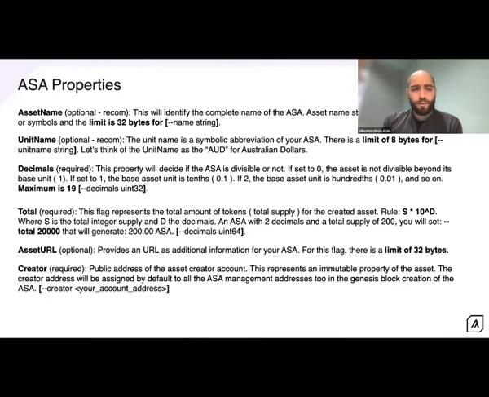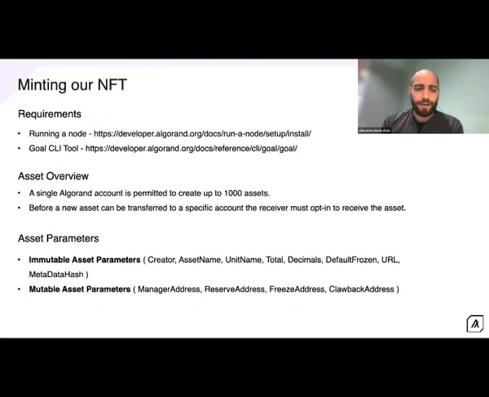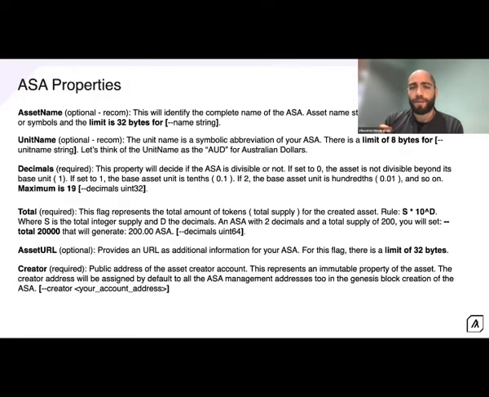Finally, the creator, which is the public address of the asset creator account. This represents an immutable property that cannot be changed. By default, if we don't specify the mutable asset parameters, which are the manager, the freeze address, and the clawback address, they will take the creator address value.